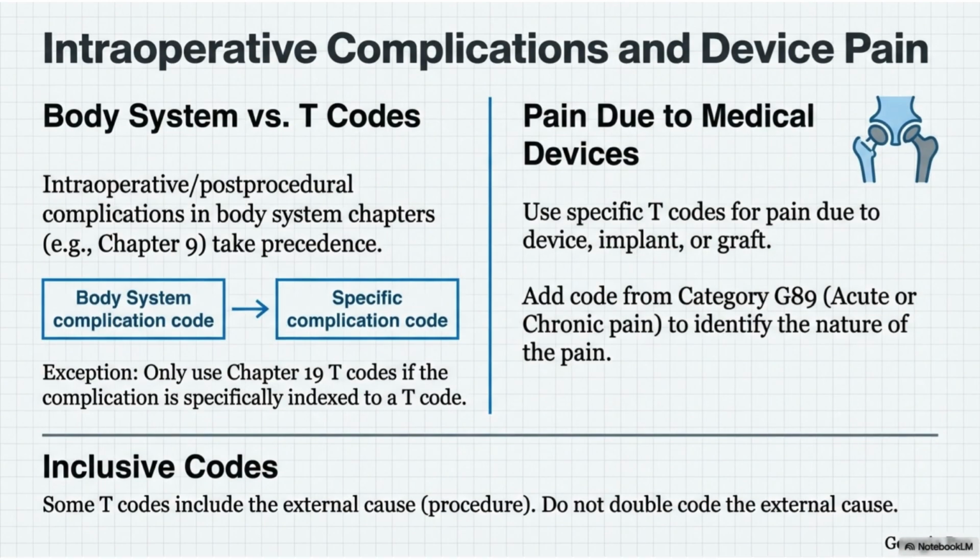Intraoperative or post-procedural complications found in body system chapters take priority over Chapter 19 T codes, unless the index specifically directs us to a T code. For pain due to a medical device, we use the appropriate T code, and then add a code from G89 to describe the nature of the pain. Some T codes already include the external cause, so we don't double code the external cause in those cases.